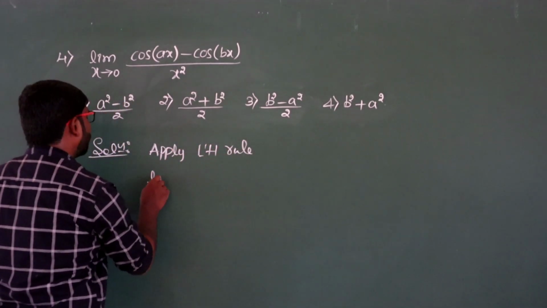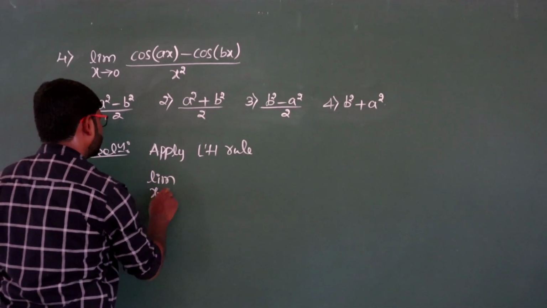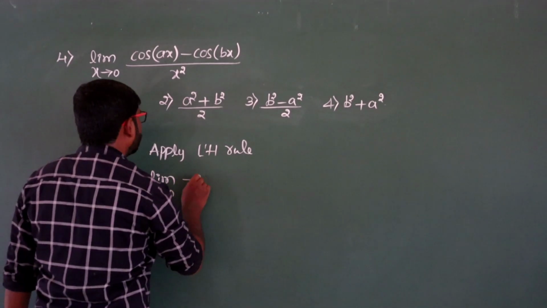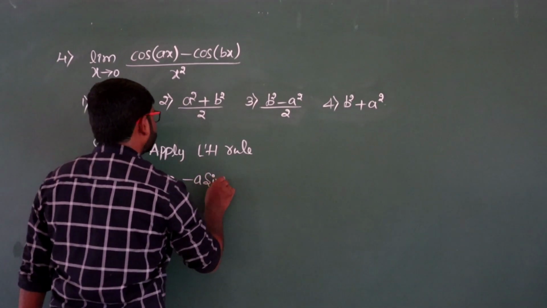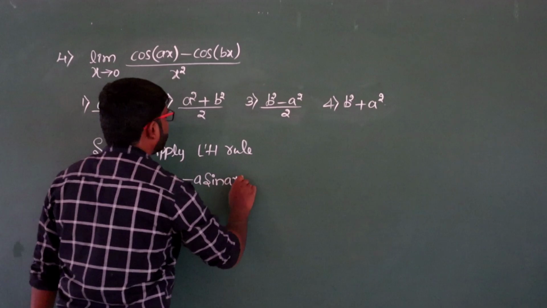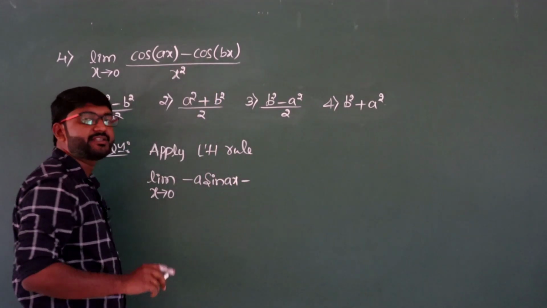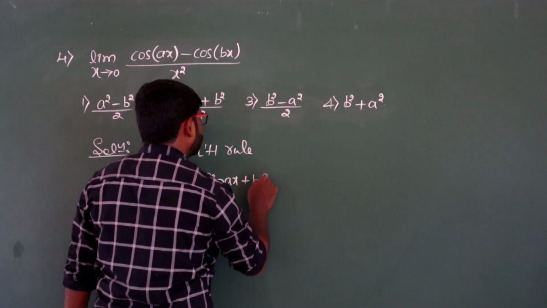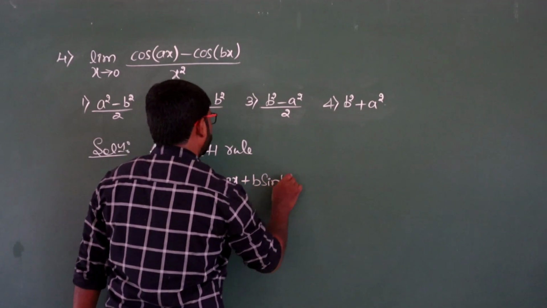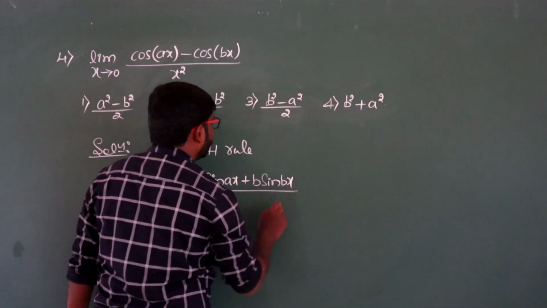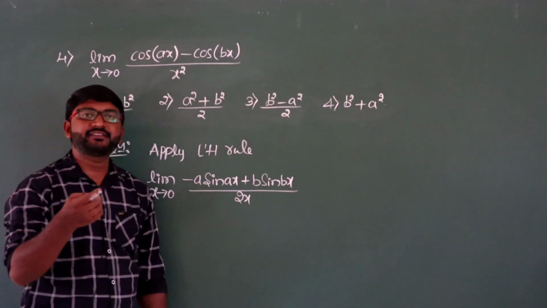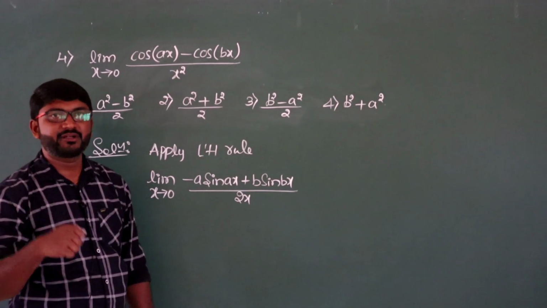LH rule, limit x tends to 0. Now derivative of the numerator: derivative of cos ax will be minus a sin ax, then minus derivative of cos bx will be minus b sin bx, minus into minus it is plus b sin bx, divided by derivative of x square, it will be 2x. Now you apply the limit and check whether we are getting indeterminate form or not.